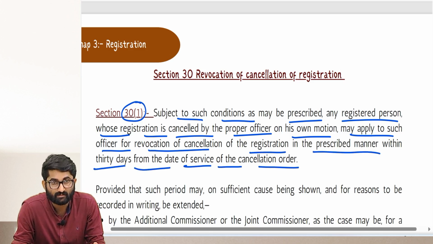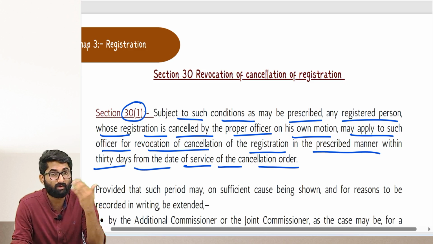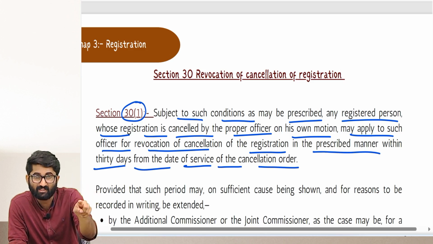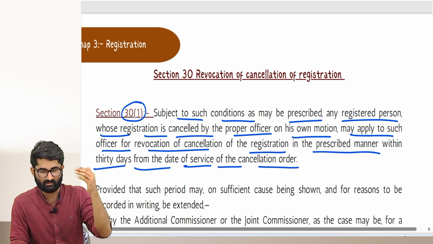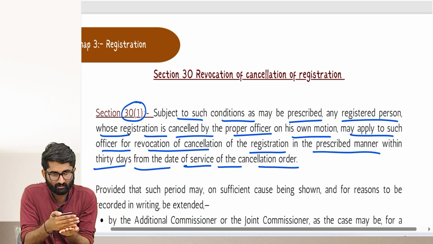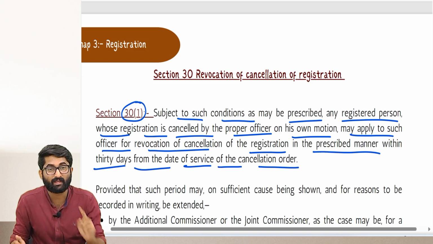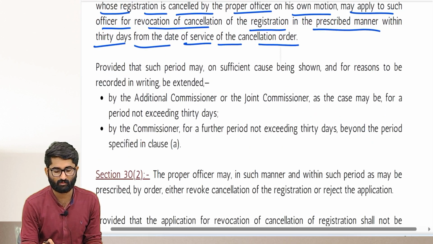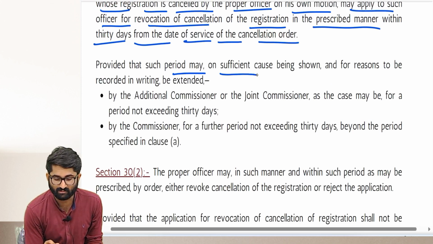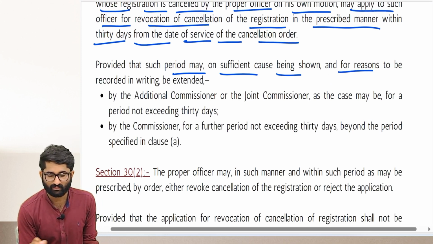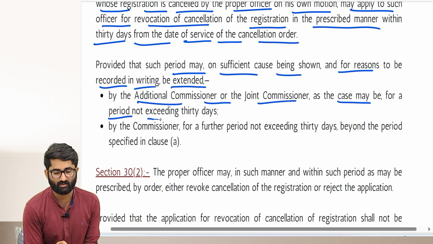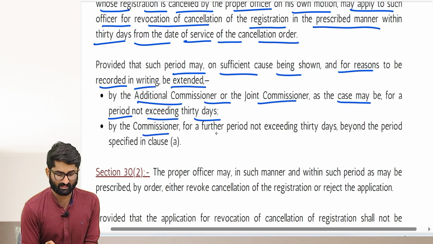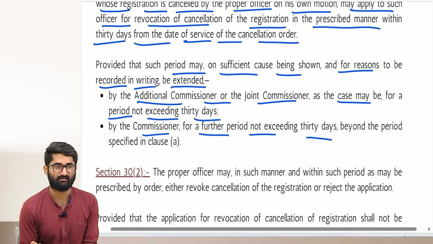Within 30 days they might cancel your registration; you can revoke the cancellation. You have to apply within 30 days from the date of service of the cancellation order. Within 30 days you have to apply for revocation of cancellation, provided that such period may, on sufficient cause being shown and for reasons to be recorded in writing, be extended by the additional commissioner or joint commissioner, as the case may be, for a period not exceeding 30 days by the commissioner.